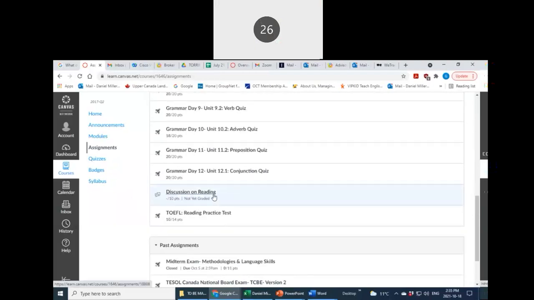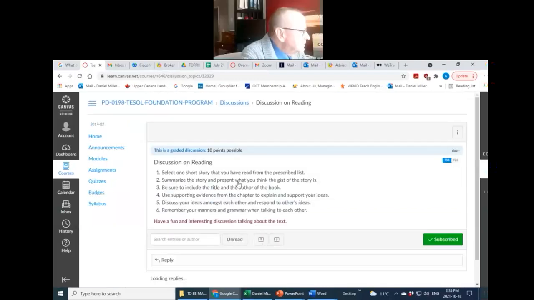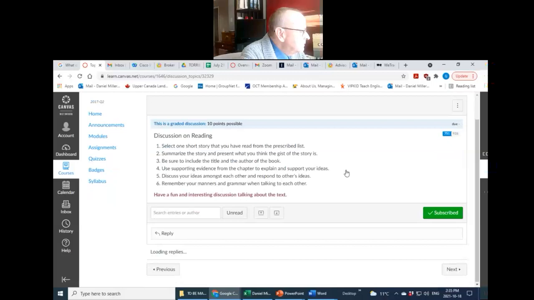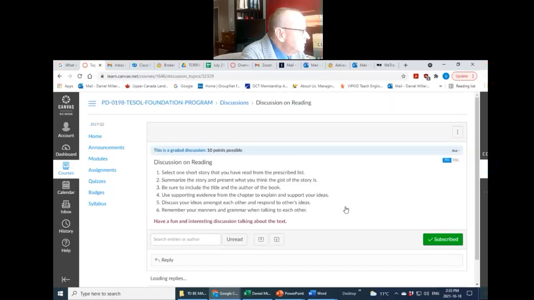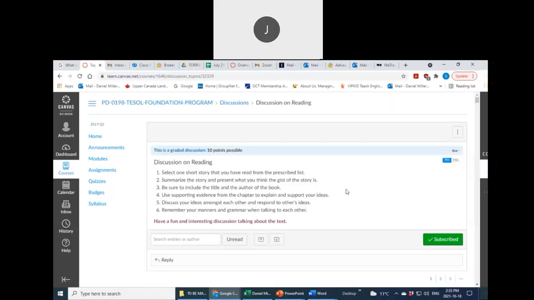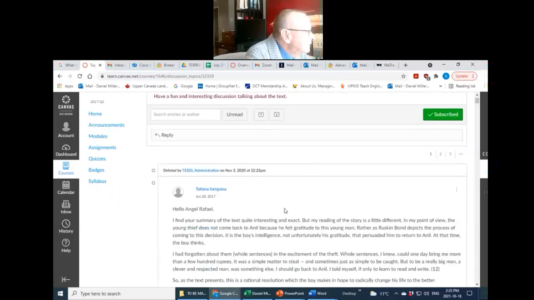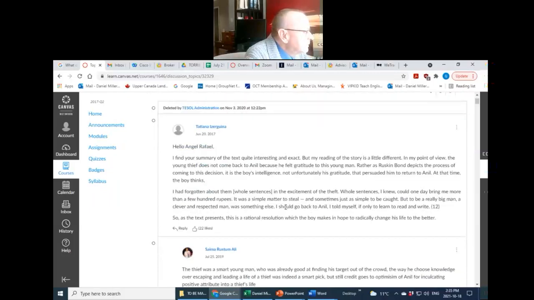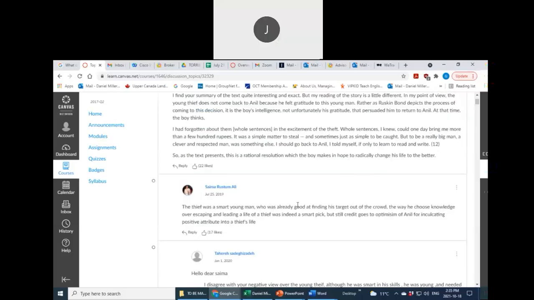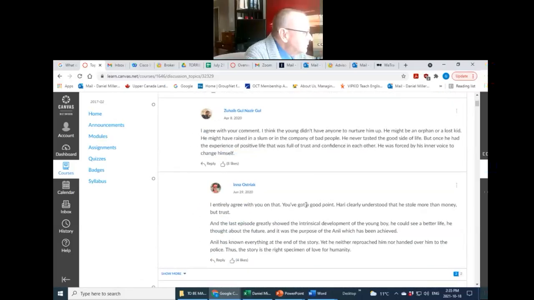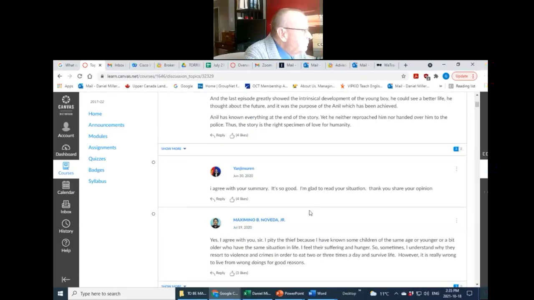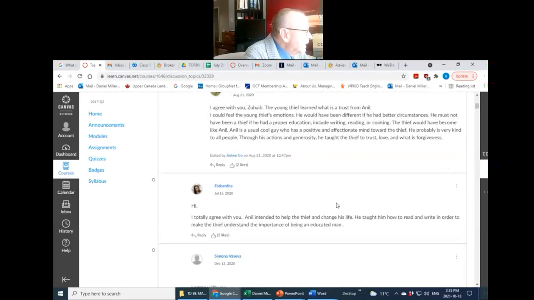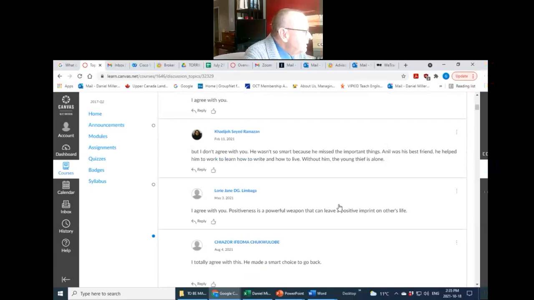Oh, discussion on reading? Yeah, that one. Yes, discussion on reading. Do we need to do that as well or no? Oh, select one short story. This is where you've got The Thief by Ruskin Bond, and that list of short stories. That's what you're talking about?